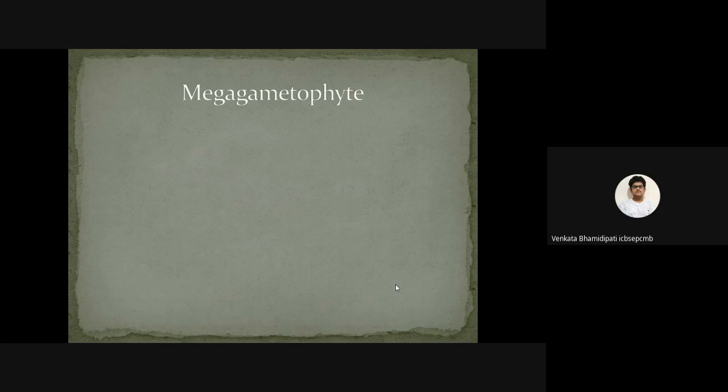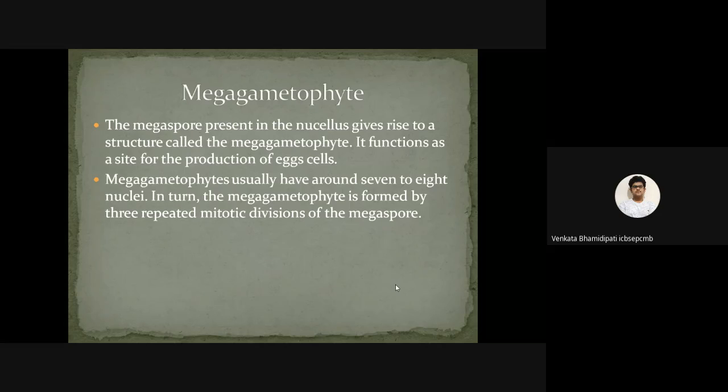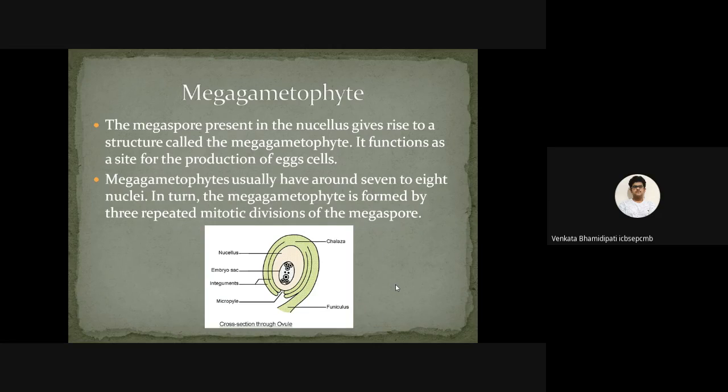The last part of the ovule is the megagametophyte. In the nucellus, there's a small structure called the megaspore. This megaspore gives rise to the further structure called the megagametophyte, and its function is to produce egg cells. If we go a little deeper into the megagametophyte structure, they usually have around 7 to 8 nuclei, which varies from species to species. The megagametophyte is formed by three repetitive mitotic divisions of the megaspore. In this area, the small circular structure inside is your megagametophyte. It has 8 structures in the form 3 plus 2 plus 3, which are antipodal cells, synergids, and polar nuclei.